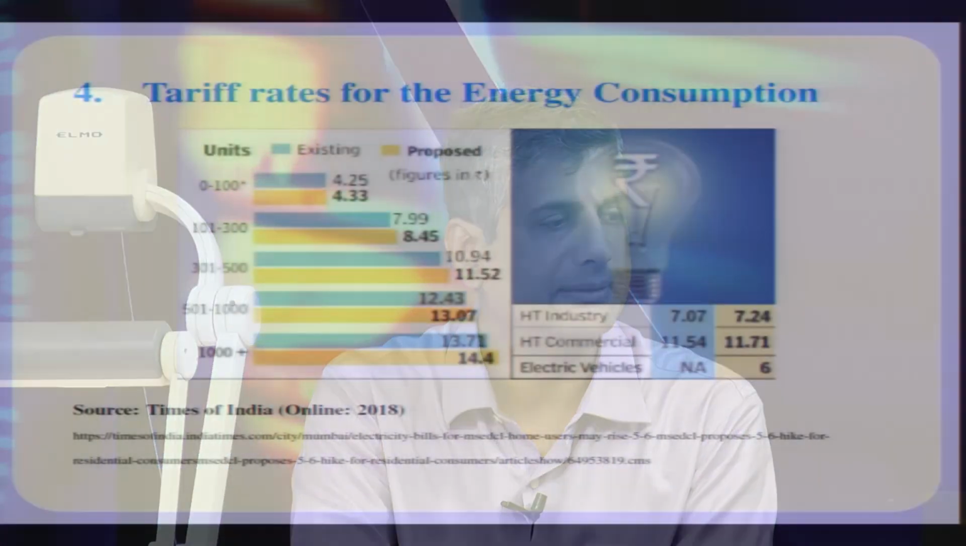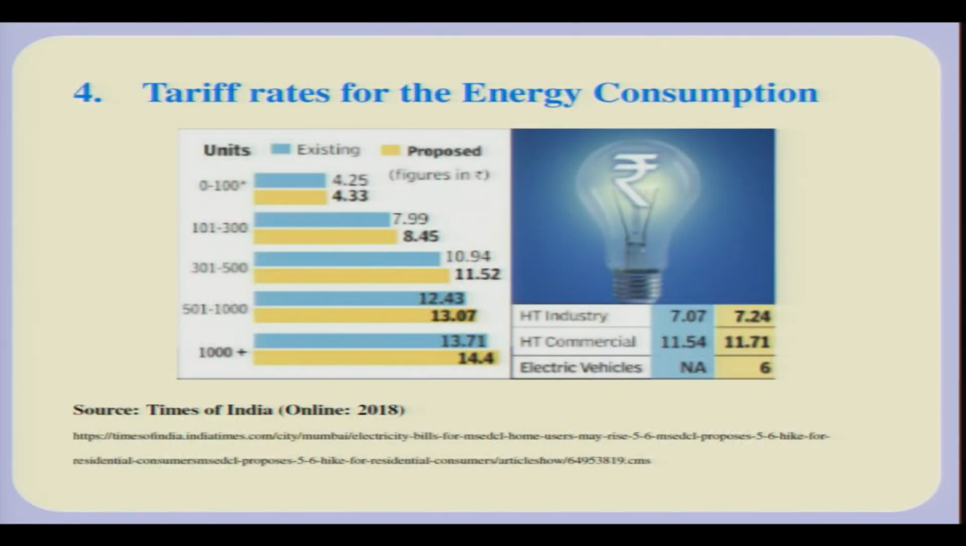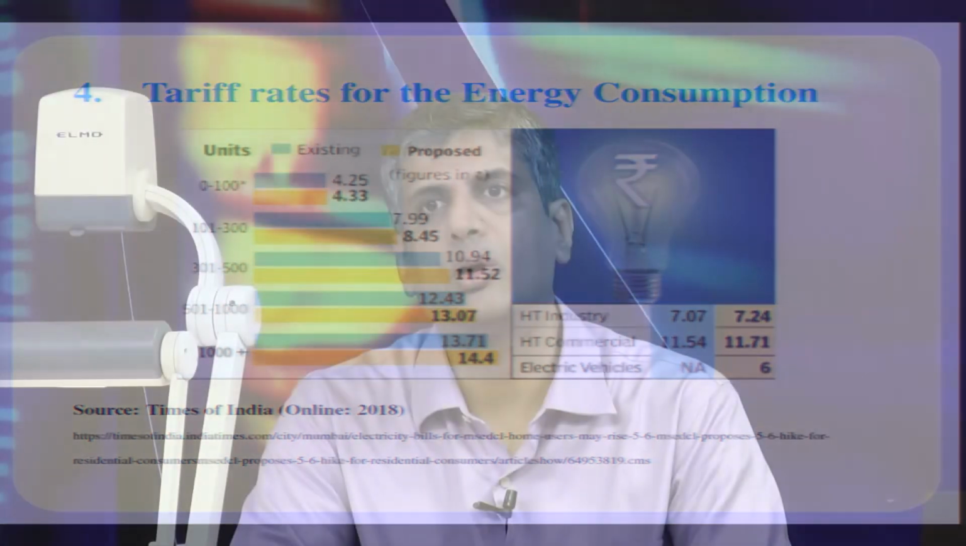If you look at what you pay for in electricity, this is just a snapshot from one of the articles which came in 2018, giving the proposed and existing tariffs. It will give you an idea. We usually use kilowatt hour and not watt as a unit when we define 1 unit of electricity. So, 1 unit of electricity is a kilowatt hour, which has the dimensions of energy.